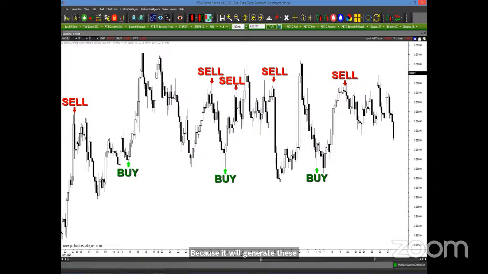That's all it is. So as you see here, you have a sell followed by a buy, and then another sell, another buy, another sell, and buys. So it's really a great tool to apply in any market, in any time frame.